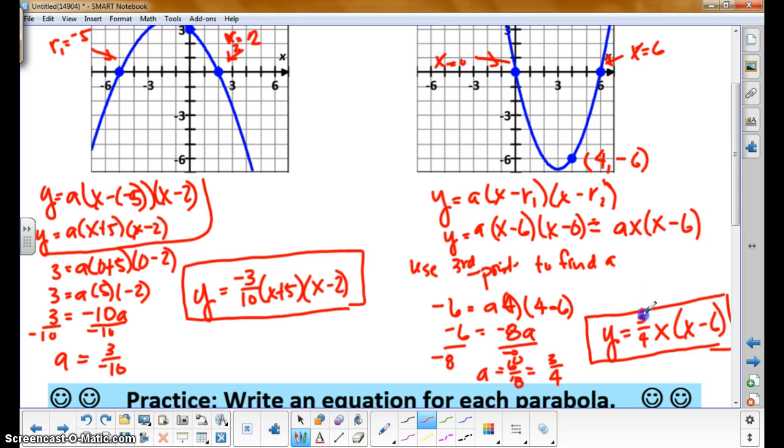Okay, so we observe that a is positive. 3/4 is a positive number, and indeed our parabola does point up. And also 3/4 is less than 1, and that makes our parabola a little bit wider than just your standard parabola.